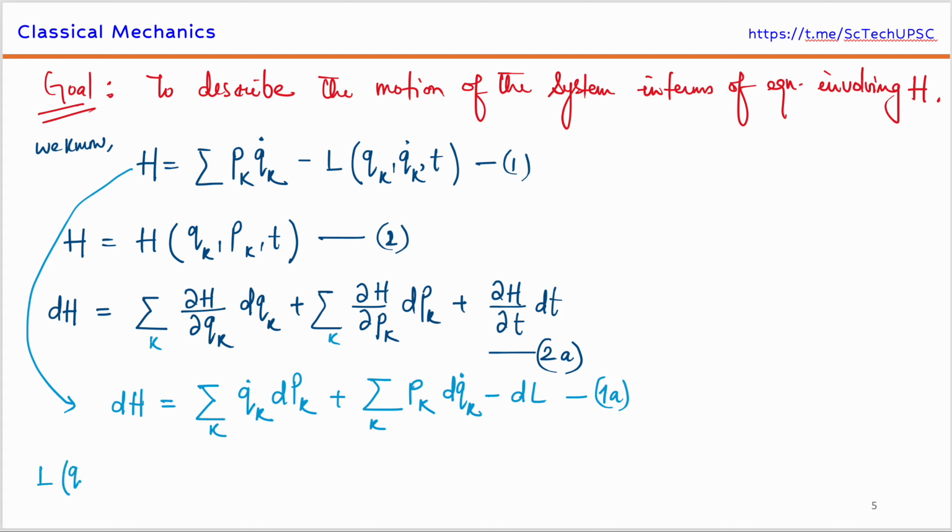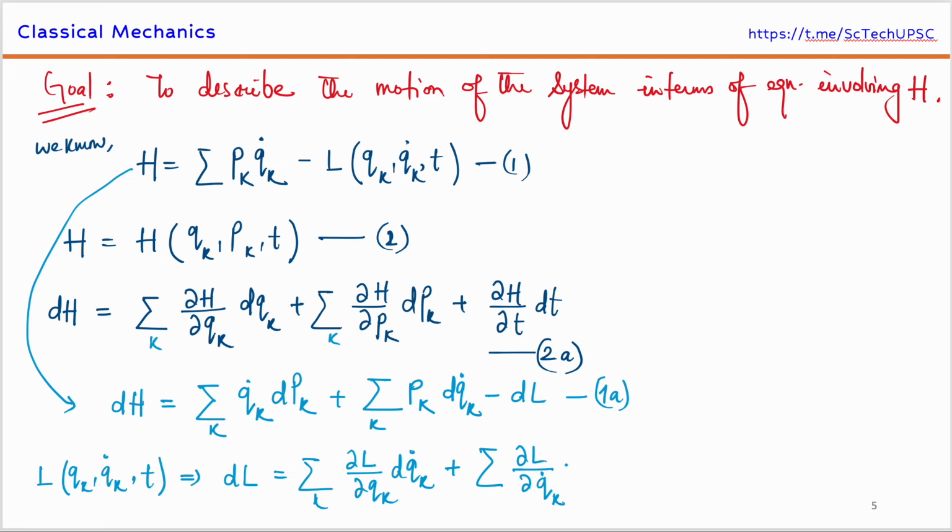L is a function of qk, qk dot, and t. This implies your dL can be written as, you see, del L by del qk dqk plus del L by del qk dot d qk dot, this is okay, and plus del L by del t dt.